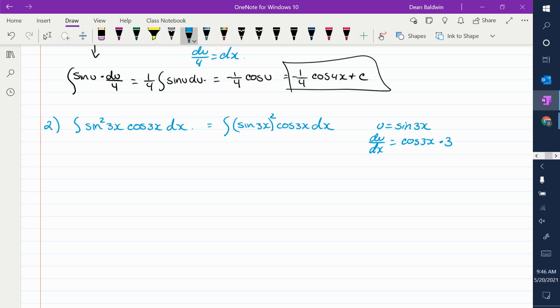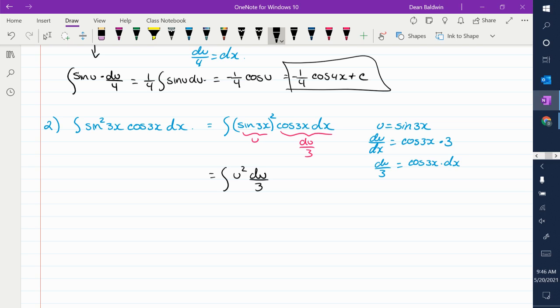Okay. What do I want to do now? How do I manipulate this to make it match up with something in there? Yeah, divide by 3 and move the dx up. And then that is right there. There's du over 3. That's my u. So my new integral is u squared du over 3, which is a lot easier to deal with.